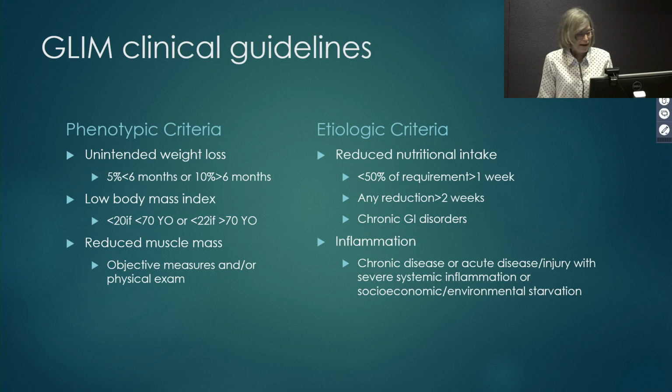The reduced muscle mass, that again is from that nutrition-focused physical exam, or some places have machines that they can determine that as well. The etiologic criteria is where that nutrition intake comes in, that diet history from the patient. And any chronic GI disorder, I'm thinking short bowel syndrome, high output ileostomy, those types of things can get pulled in. Kelly mentioned the inflammation, that albumin is a pretty good measure of inflammation, so we'll use it in that category, and also CRP we will pull in if that's elevated.